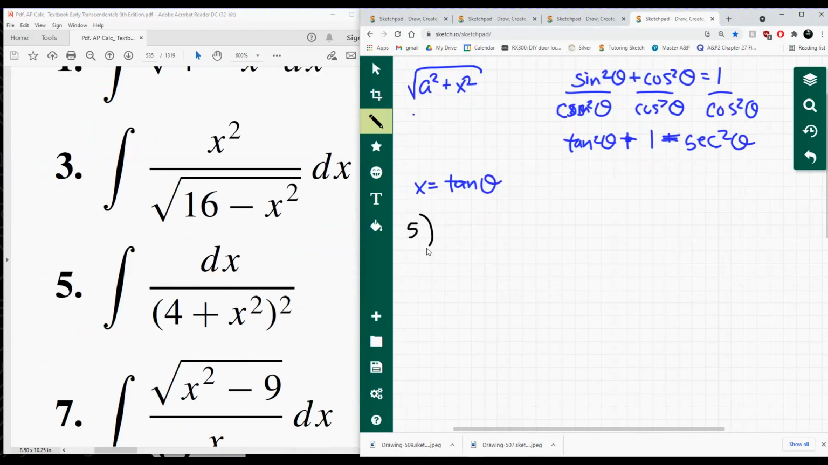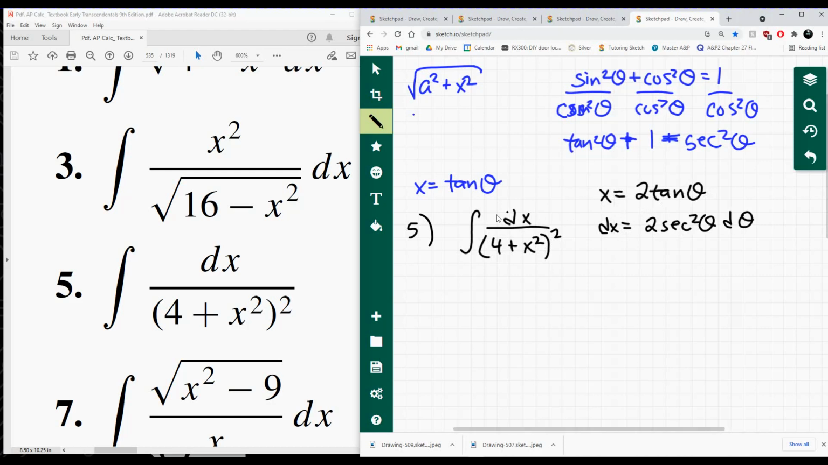To then solve for this, we have the integral dx over (4 plus x squared) squared. And so x will be equal to 2 tangent of theta, and dx will therefore be equal to 2 secant squared of theta d theta. So the entire numerator is going to be 2 secant squared theta d theta. We have the integral, in the denominator we have 4 plus 2 tangent theta, this I'll put in brackets that are going to be squared, with another squared.